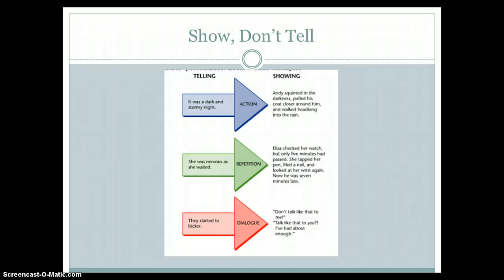Again, dialogue. The telling: "They started to bicker." All right, we know bicker is like a little argument, but show me the bickering. "Don't talk like that to me." "Talk like that to you?" "I've had about enough." Okay, now there's dialogue introduced. I don't have to tell you they're bickering. You can experience it. I'm showing you through the dialogue that they are bickering. So please keep in mind, we want to show, not tell.